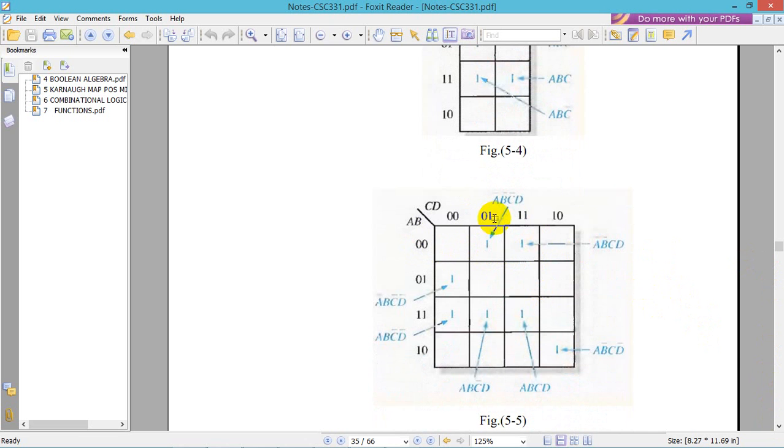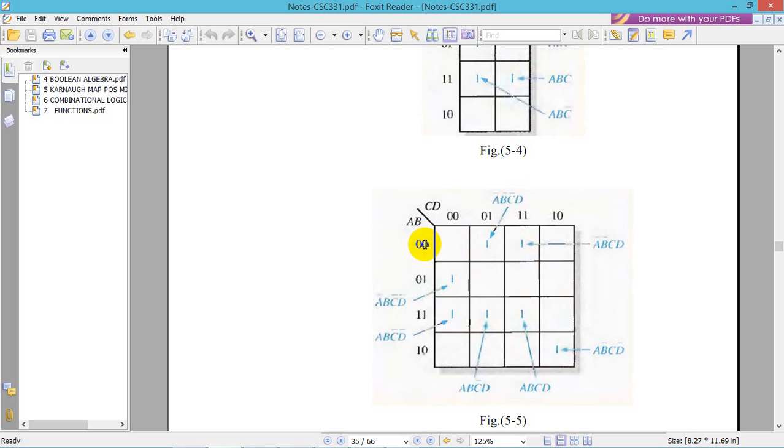When we come to this side, we have AB, CD, but we are interested in ones, as I'm saying. Here we have AB to be 0, and here we have CD also 0. So if you want to write a term for this, you have to complement the A, complement the B, and complement the C. But the D, which is this one, is already true, so we don't have to complement it.